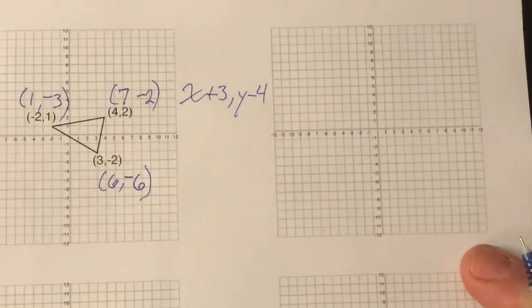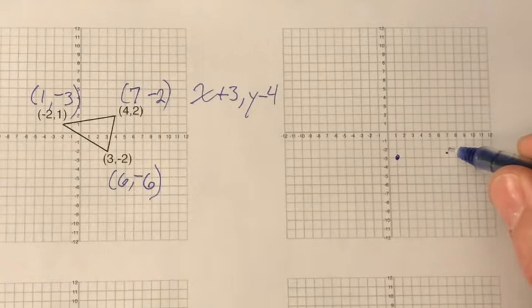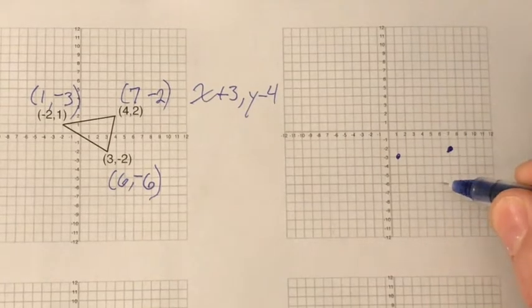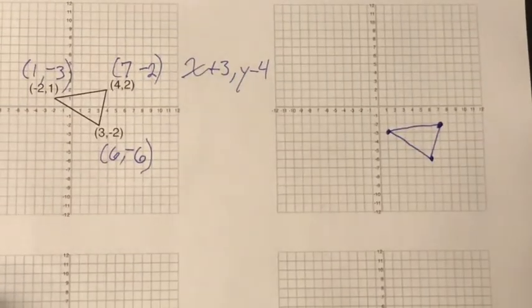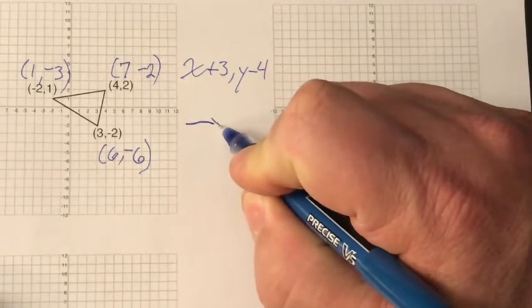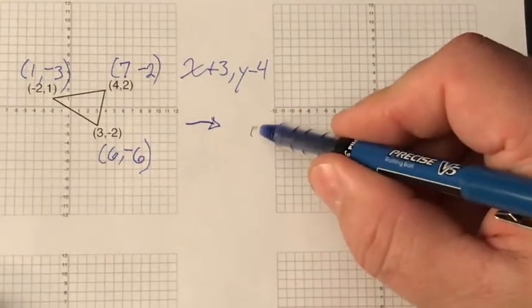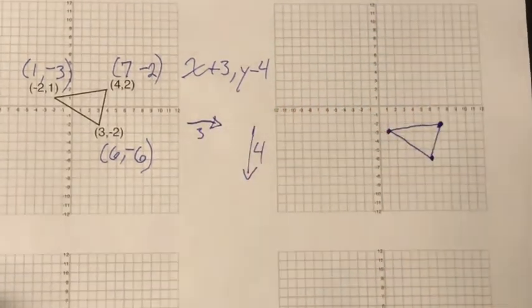Let's take a look at it. Well, 1, negative 3 is right there. 7, negative 2 is right there. And 6, negative 6 is right there. And if we plot these points and draw the lines, something truly surprising happens. It's the same shape, only it's moved. And how is it moved? Well, it's moved 3 spaces to the right and down 4.